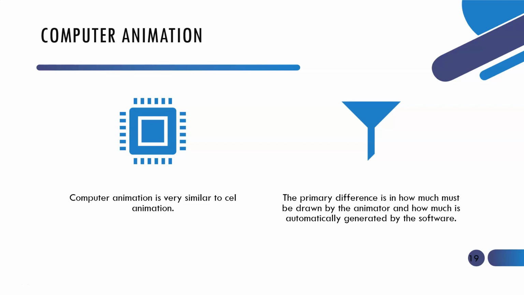Actually, the concept of computer animation is similar to cell animation, using the concept of celluloid. But we are using the computer to render or edit the animation characters. The primary difference is in how much must be drawn by the animator.